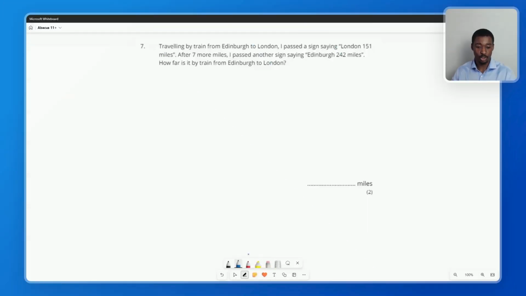Okay, so here for this question, we're told that traveling by train from Edinburgh to London, we pass a sign saying London 151 miles. So 151 miles away. After 7 more miles, we pass another sign saying Edinburgh 242 miles. So how far is it by train from Edinburgh to London? So let's make this visual. This question is begging us to make it visual.